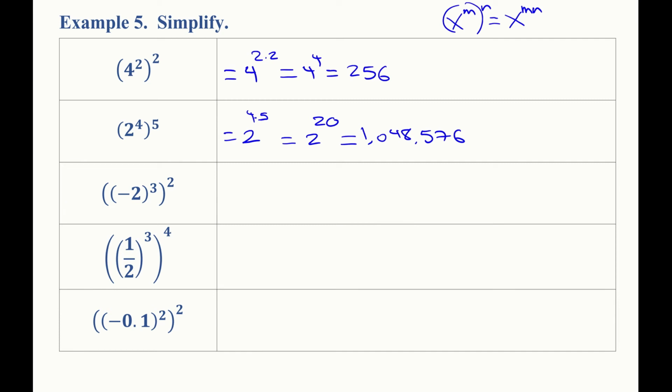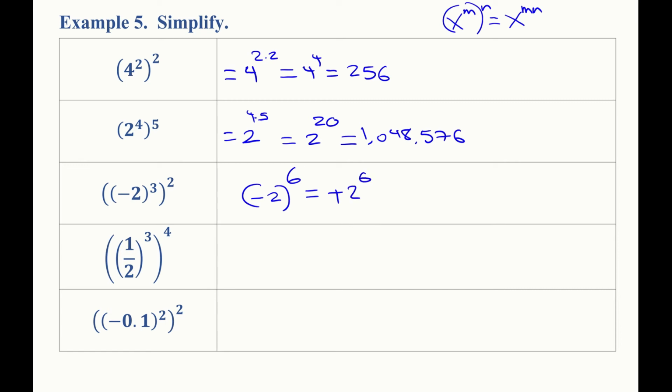So we're going to write that, and we're going to multiply the 3 and 2. So 3 times 2 is 6. So we get -2 to the power of 6, or the 6th power of -2. Now, since we have a negative number that's raised to an even exponent, we're going to get a positive result. And we just need to worry about what 2 to the 6 is now.